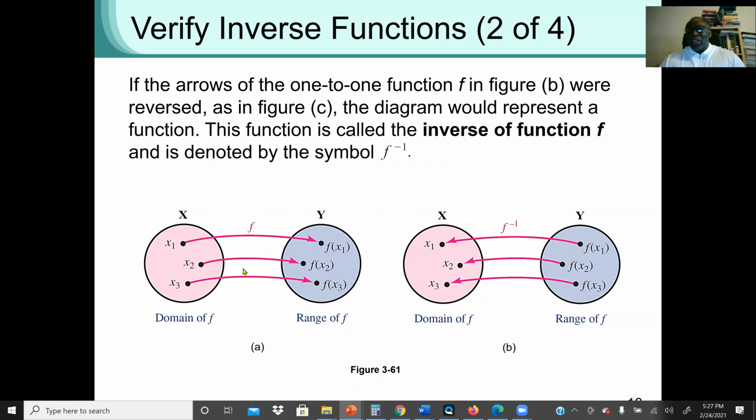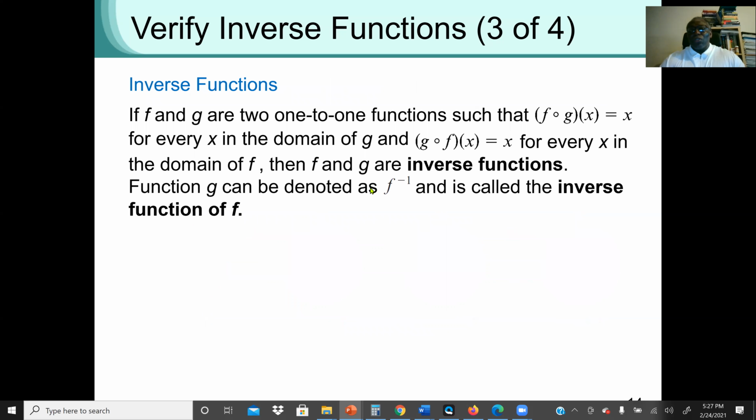So here we say that if the arrows of the one-to-one function f in figure B were reversed, as in figure C, the diagram will represent a function. Now, this function is called the inverse of a function f and is denoted by the symbol f raised to the power -1, which represents the inverse of a function f. And this is our main topic for this section, which we're going to cover.